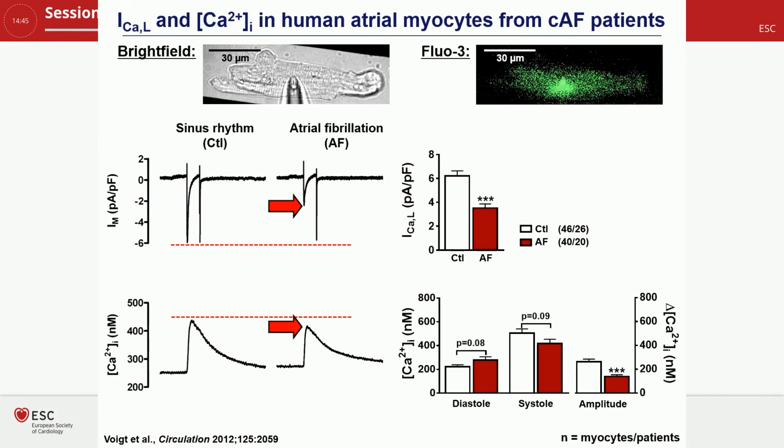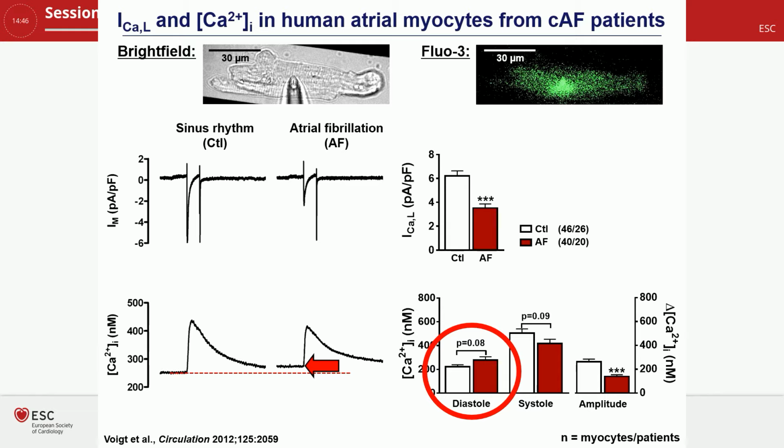We did these experiments in patients with sinus rhythm and chronic atrial fibrillation. And as I mentioned before, we found, as many people before us, a reduced L-type calcium current amplitude, which contributes to the maintenance of AF. This smaller L-type calcium amplitude triggered a much smaller calcium release from the sarcoplasmic reticulum, as you can see here. To be honest, this was not that surprising. But what we found more interesting was that the diastolic calcium levels were higher in chronic atrial fibrillation. So we thought, let's have a closer look at the diastolic calcium level.